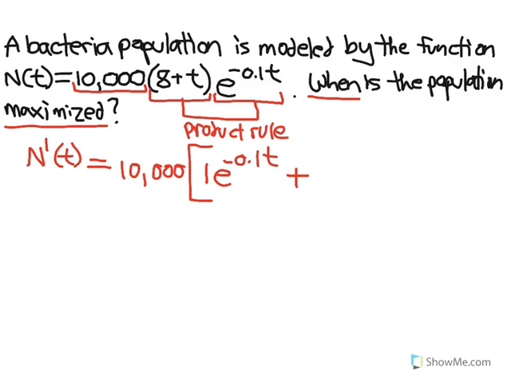plus the derivative of the second term. So the derivative of e to the negative 0.1 t: any exponential function, we just rewrite it times the derivative of what's inside. In this case, that's negative 0.1. By what's inside, I mean the derivative of the exponent.